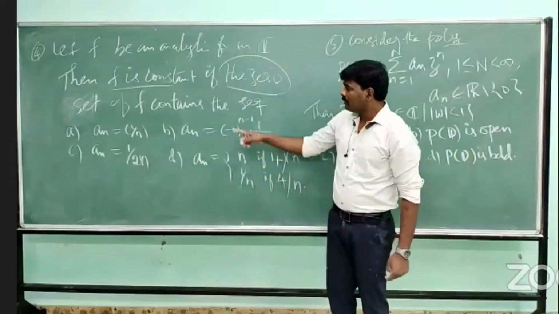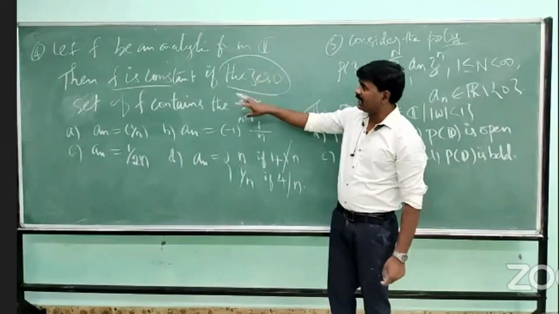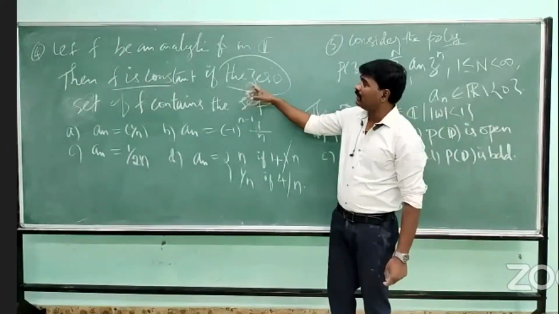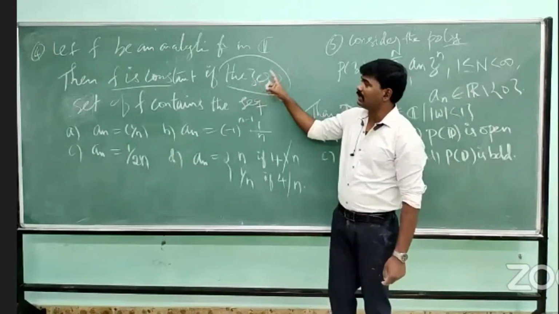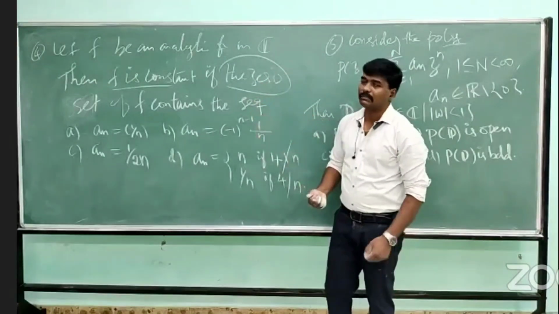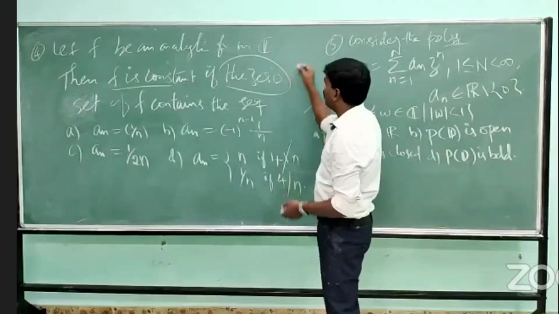Okay. What is it meaning? If f is analytic in C, then f is constant. The zero set of f contains a sequence. f has a zero.